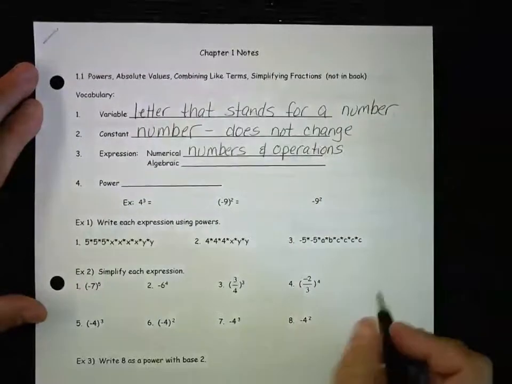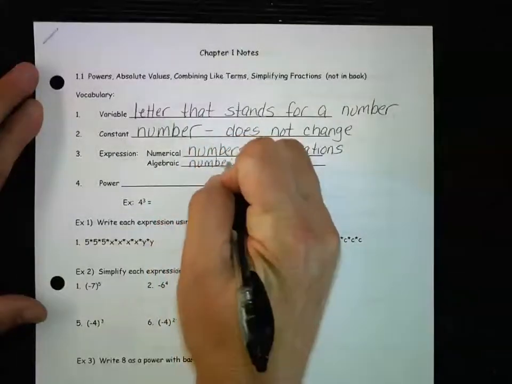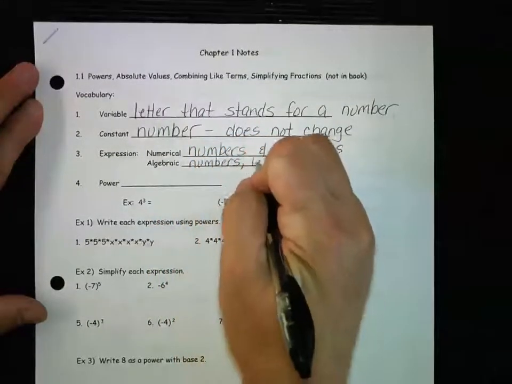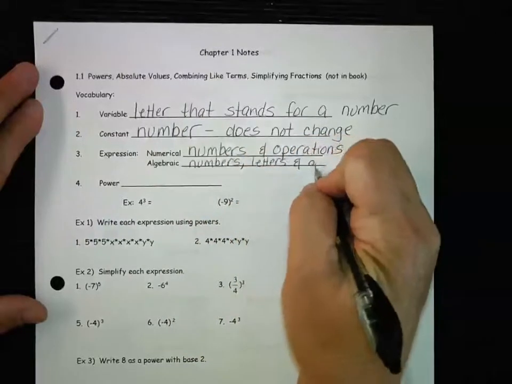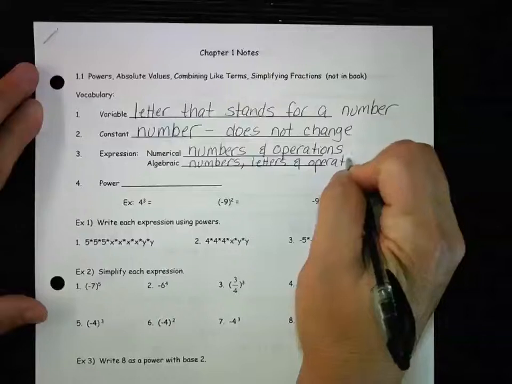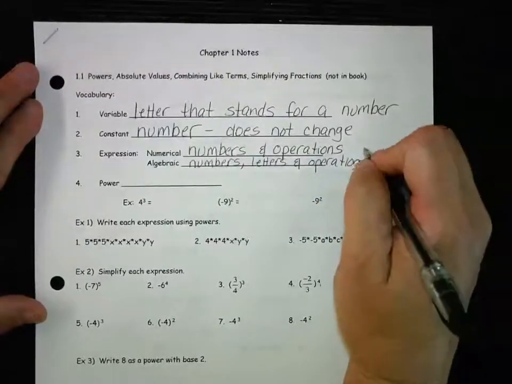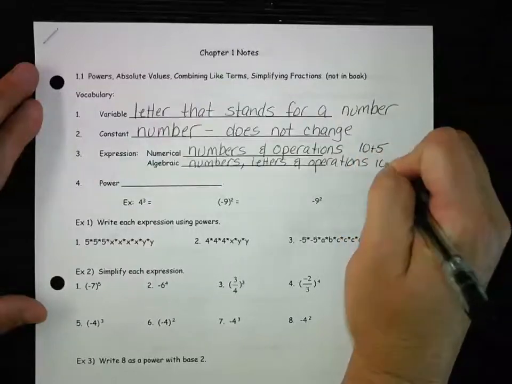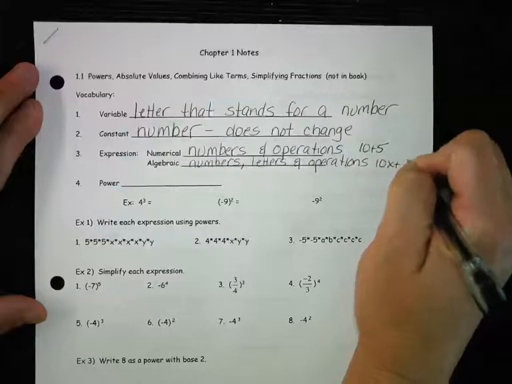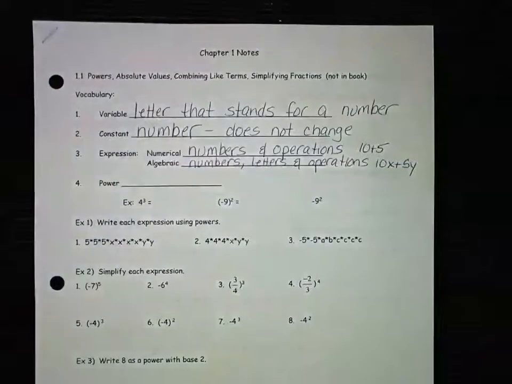And an algebraic expression is numbers, letters, or variables, whatever you want to call it, and operations. So a numerical expression would be something like 10 plus 5, and an algebraic expression would be something like 10x plus 5y, because that would have the variable in there.